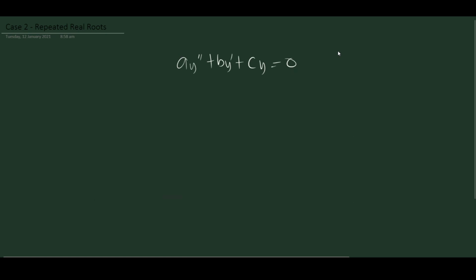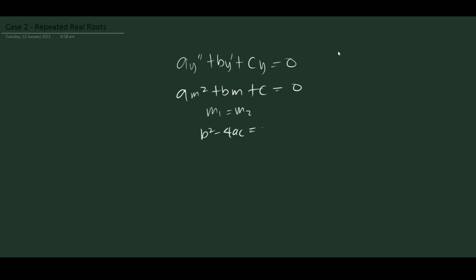Okay, hello everyone. Let us now proceed to case number 2, repeated real roots. So we have a second order equation right here with constant coefficients. And we know that the auxiliary equation for this is am squared plus bm plus c is equal to 0. Now, if we have repeated real roots, we know that m1 is equal to m2, right? And also, the determinant b squared minus 4ac is equal to 0. Now let's just take note of this because we will be using this at the latter part of this video.